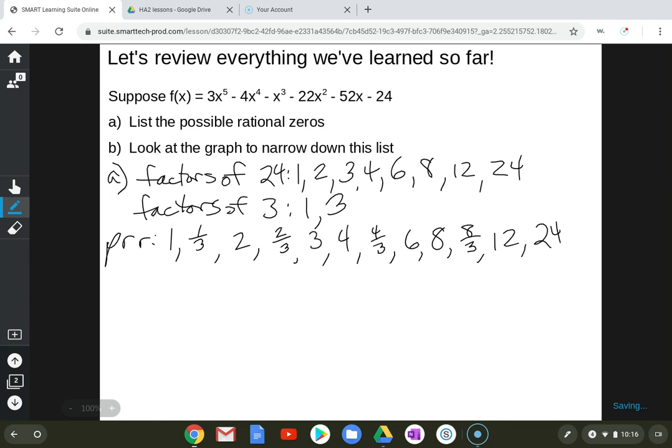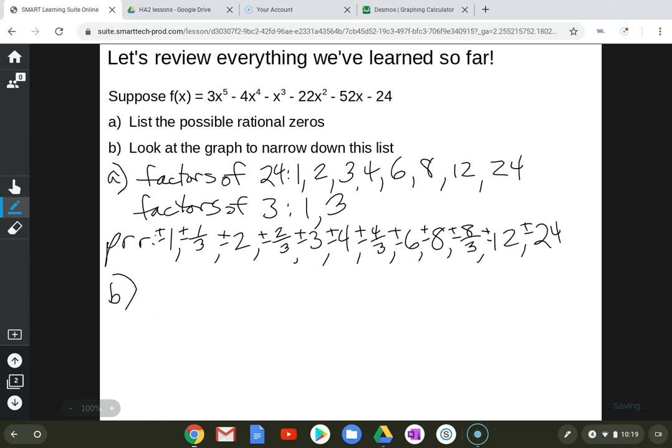And then, of course, the other thing that we have to do when we're listing possible zeros is put a plus or minus in front of every single one of these, because every single one of these could be either positive or negative. Okay, so we've got our possible rational roots.